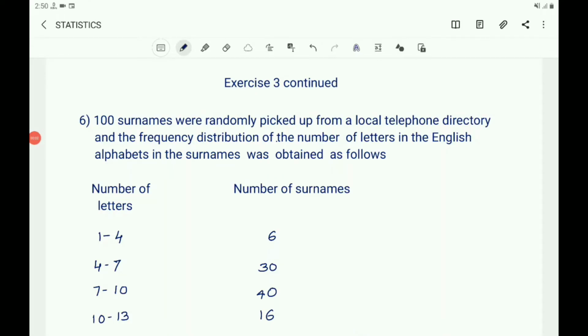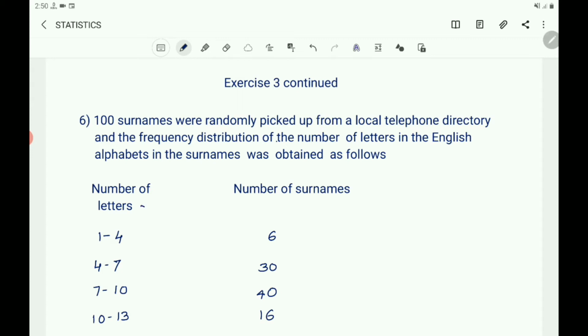Children, let us continue the chapter Statistics. Exercise 3 is continued. The sixth question. What is that sixth question? 100 surnames were randomly picked up from a local telephone directory, and the frequency distribution of the number of letters in the English alphabets in the surnames was obtained as follows.